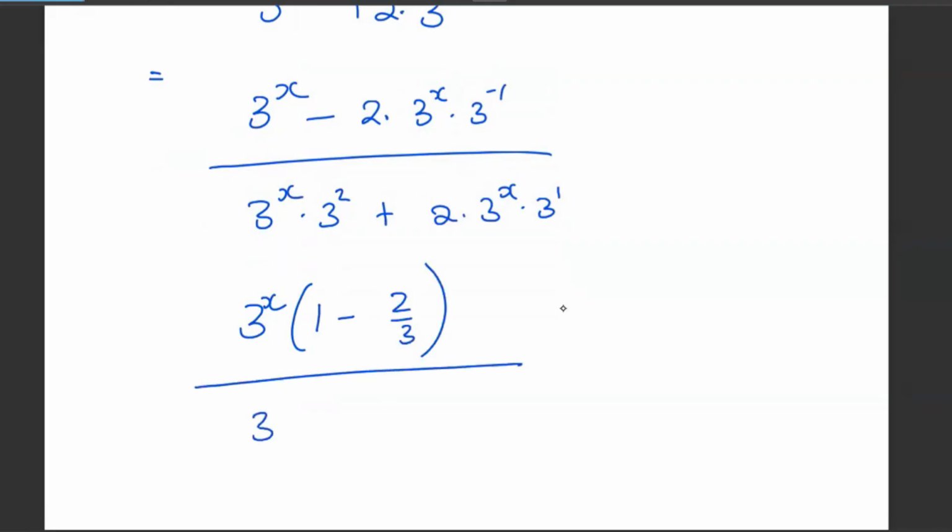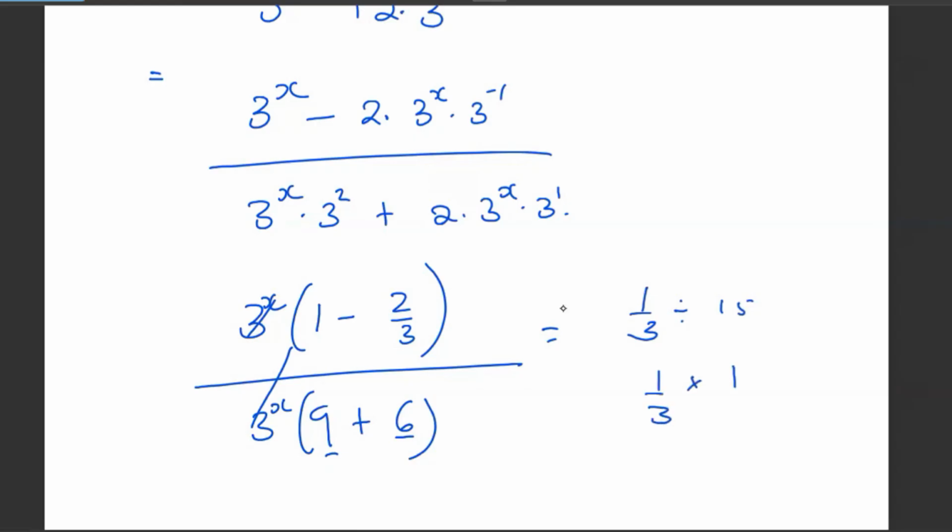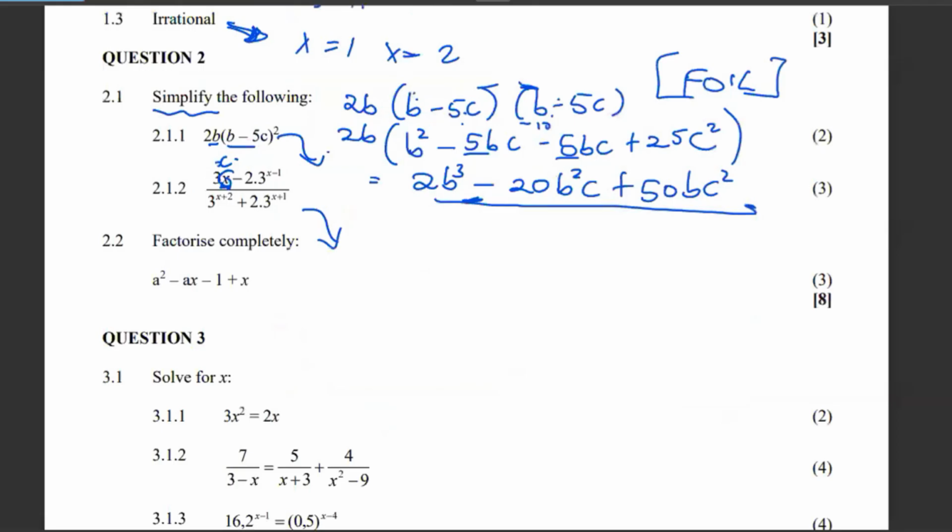Over, we take out the 3 to the x. I'll be left with 3 squared, which is a 9, plus, that's going to be 6. So this cancels that. And then I'm left with this fraction, 1 minus 2/3. I'm going to be left with just 1/3. And then I'm dividing it by 9 plus 6 is 15. So it's 1 over 3 times 1 over 15, meaning that our answer becomes 1 over 45. Okay, so that's how that question would have been worked out for 3 marks.